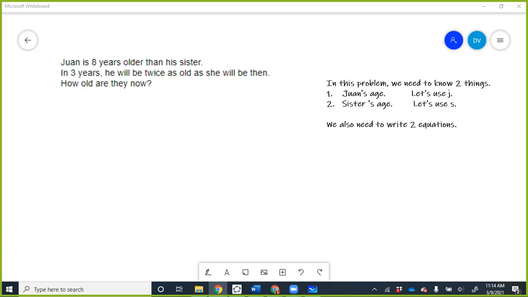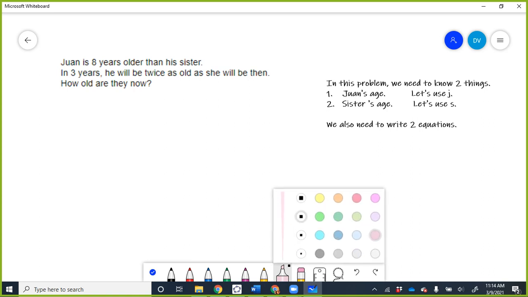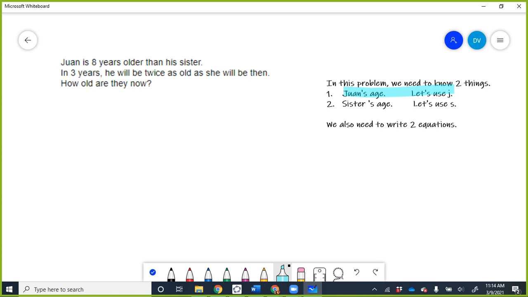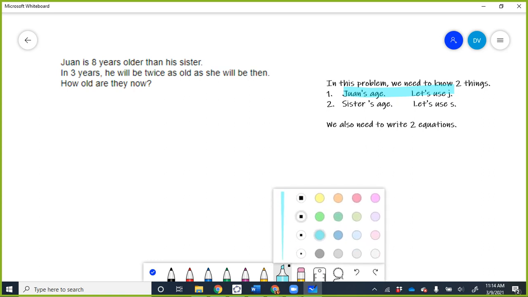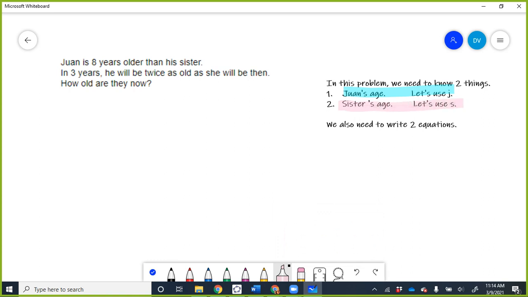Since we need to know two things, Juan's age, we need a variable for that. I'm going to use not just letters, but colors here. Let's use blue for Juan's age. The other thing we need to know is his sister's age. Let's use pink for that, and the letter S. So when we find out what J is and when we find out what S is, we'll highlight them with blue and pink.